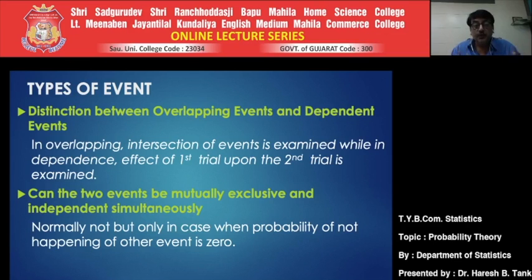Can two events be mutually exclusive and independent simultaneously? Yes, it's a special case. Normally not, but only when the probability of the other event not happening is zero, then mutually exclusive events and independent events happen simultaneously, which is a specific case.